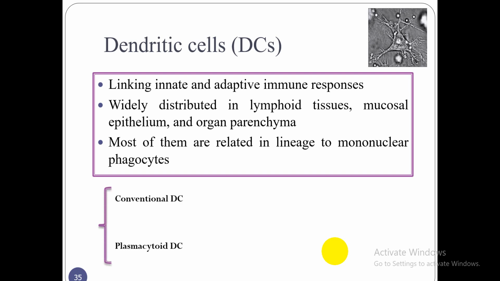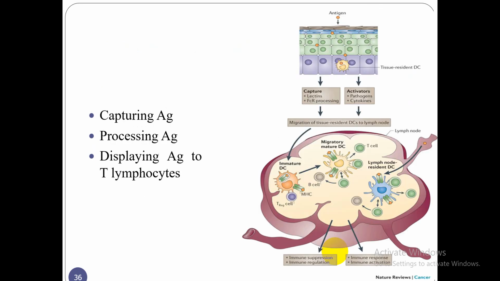Dendritic cells could be categorized into two main populations, conventional DCs and plasmacytoid DCs.